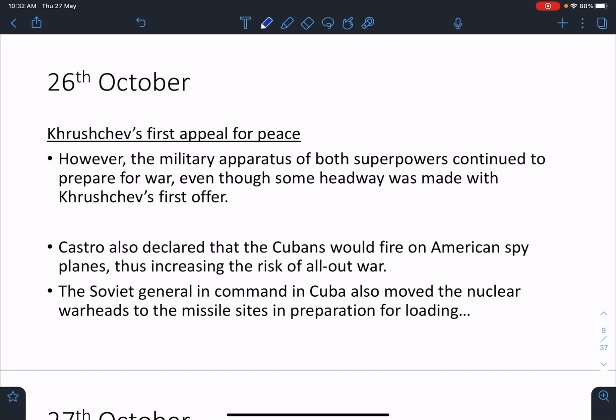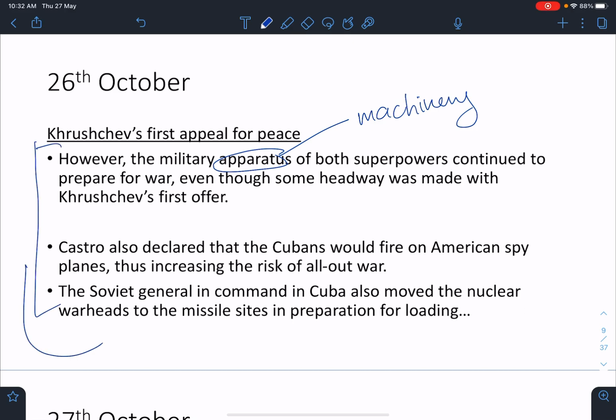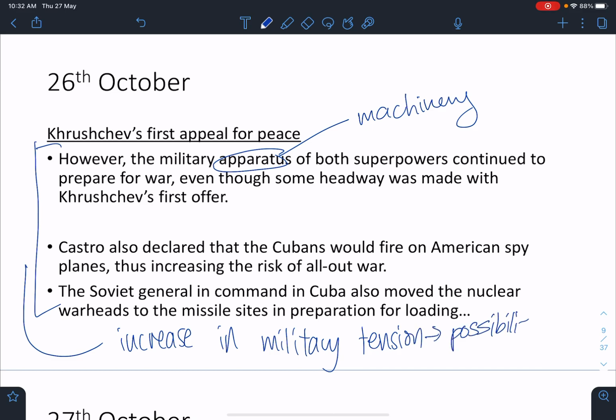However, the military apparatus here means the machinery, right? That means all the command structures, the troops on the ground, all of these are preparing for war. And then Castro, right, he also has an itchy backside. He says, okay, I'm going to shoot down everything, right? If I see American spy planes, I'm going to shoot them down. What do we see here? Here, we see an increase in military tensions. Okay, there's a possibility of conflict. Even the Soviet general on Cuba, he is also sort of taking things into his own hands.